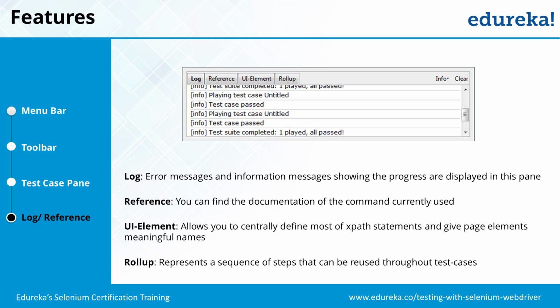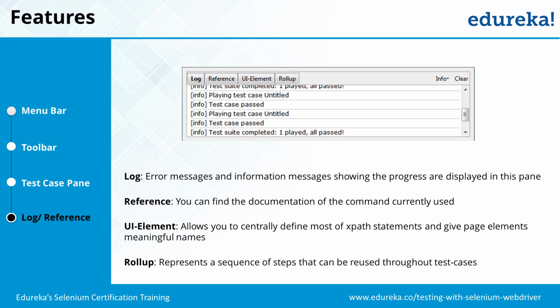Next one is the section at the bottom, which has the log, reference, UI element, and the rollup. Log will show you any kind of error messages and informational messages that are displayed in this pane. During execution of your test, there are multiple events happening. The important events are captured with the help of log, and the logs are of different levels, like you have the info log, the debug log, the error log. So there are different levels of log. Whatever kind of log it is, it will be displayed.